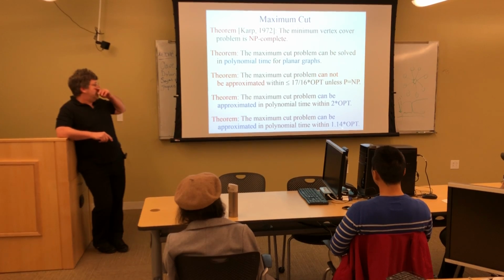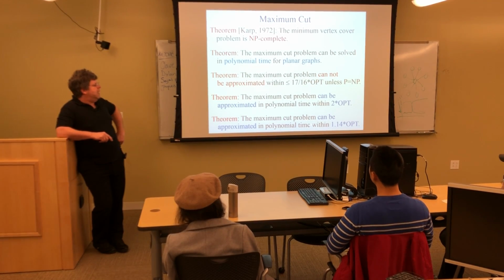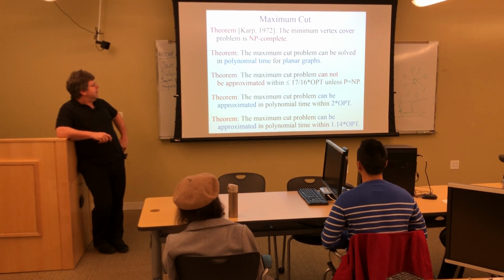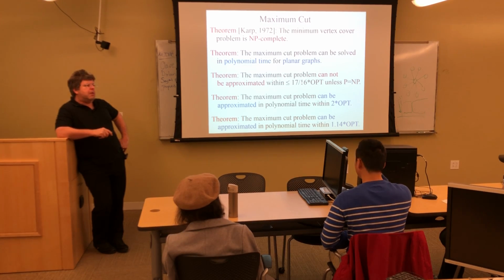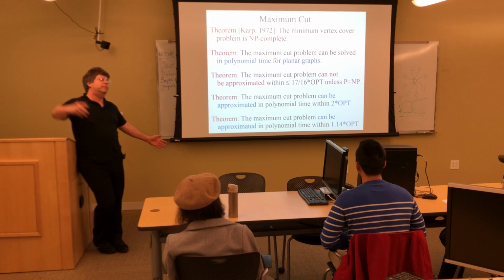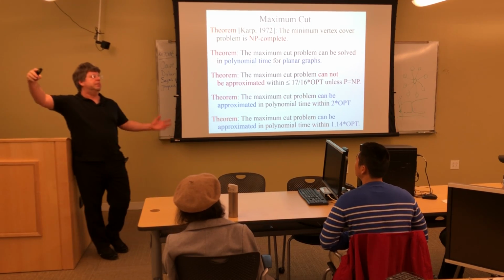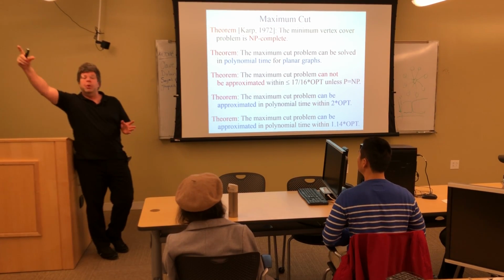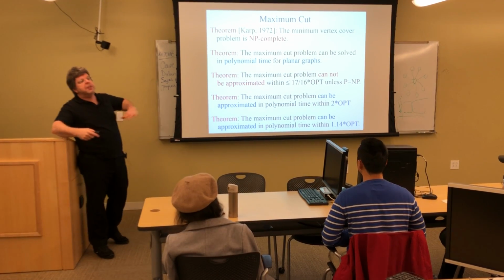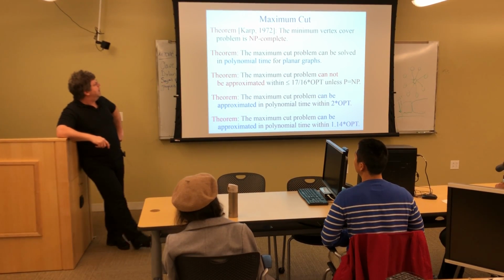It can be approximated within polynomial time within 1.14 times optimal. That's roughly, what, 1/7 or so, which is better. So the upper bound here is pretty close to the lower bound, much more so than in the previous problem, where the upper bound and lower bound were separated, from 1.36 to 2. That's a pretty big gap. Here the gap is much smaller. So we're already seeing differences in approximability between these two problems.